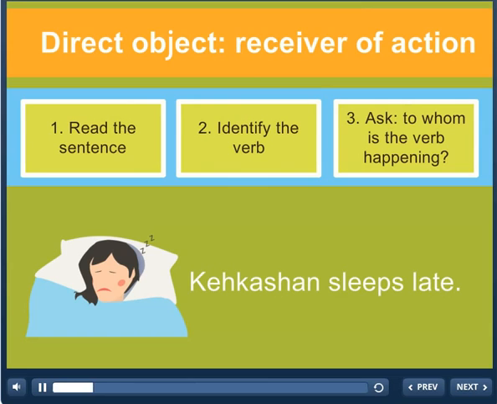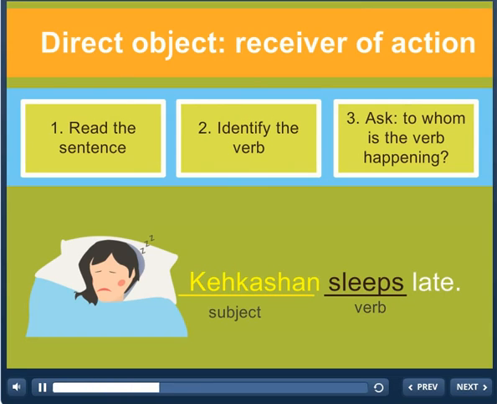Kehkashan sleeps late. The verb is sleeps. Who sleeps? Kehkashan does. Kehkashan is the subject. What does she sleep? This question does not make sense. There is no object for the verb sleeps in this sentence.